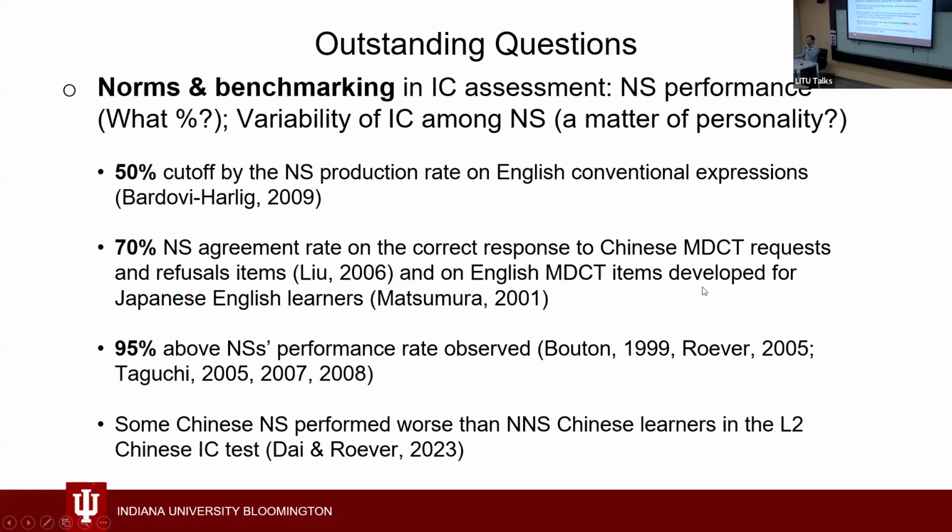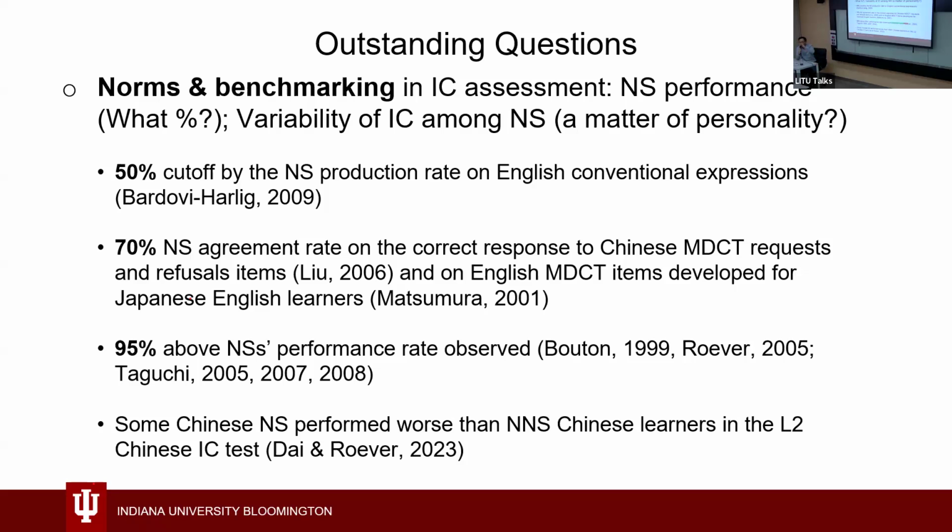And then move on to the next question. So what are some outstanding questions that still remain in assessing interaction competence? One of the questions that I received in the chat box was, maybe we understand that assessing interaction competence is important, but why is it rarely used in high-stakes testing? That's one of the questions raised in the chat box. Because it's hard to score. Interaction competence is hard to score because we don't really have clear, transparent norms and benchmarking.